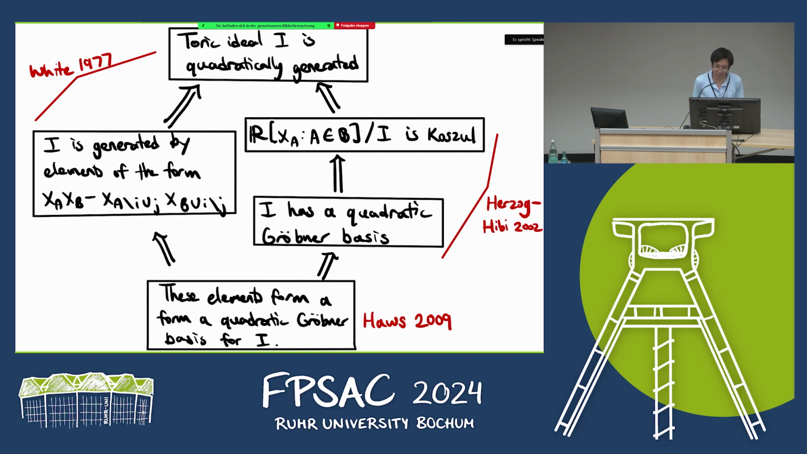Okay, so I'm not really going to explain what these are, but I'm sure many people in this audience would be familiar with this. And then if you really want to, you can make an even stronger conjecture, which is that these elements here form a quadratic Grobner basis for the ideal, which was done by Hawes 2009. It's not proven, but conjectured. So collectively, these are often known in the community as White's conjecture.